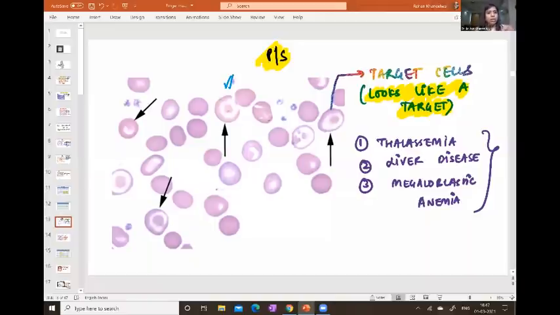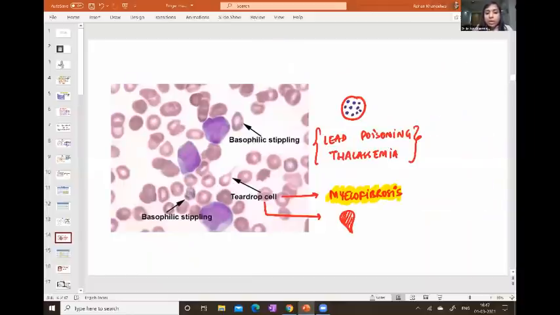But most commonly in the MCQ exam, it is going to be thalassemia if target cells are given. Most likely, you have to correlate it with the history. Next, in this image, can you see that in this RBC, there are certain bluish dots which are seen in the RBC? What are these bluish dots? This is called basophilic stippling.